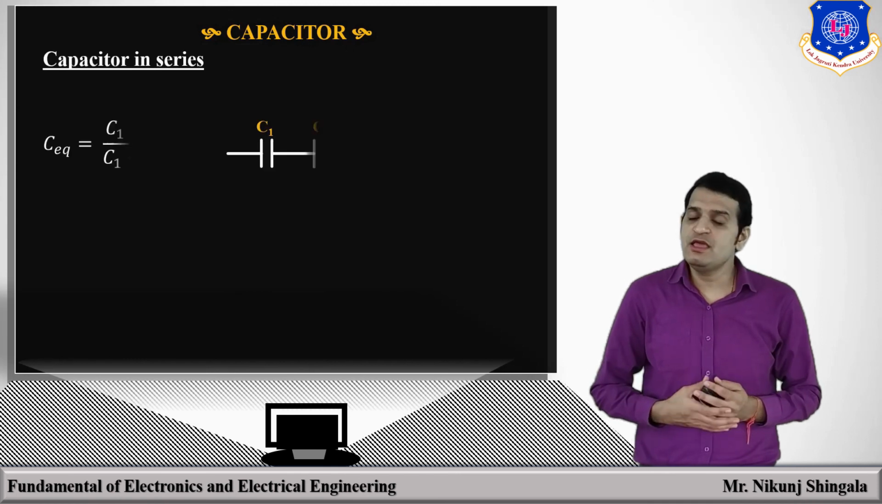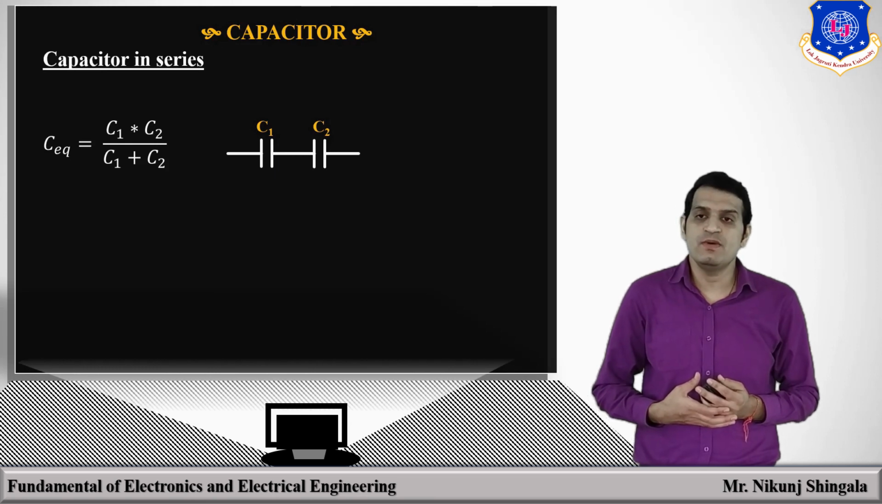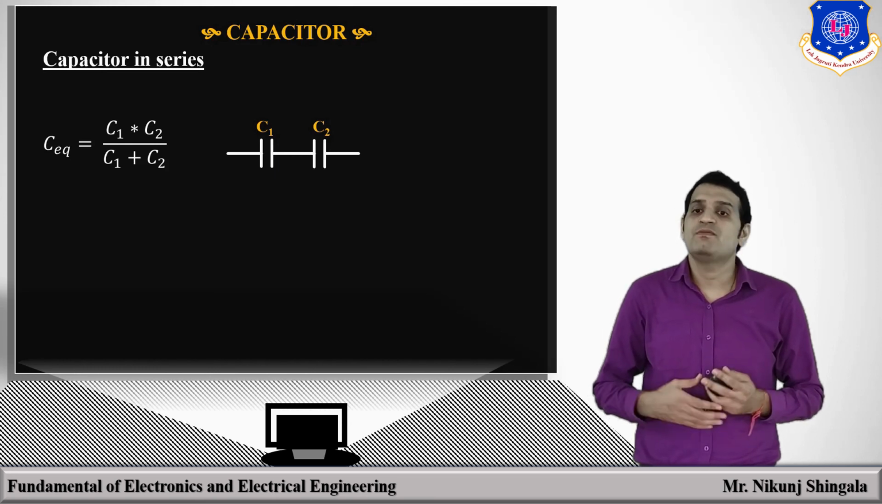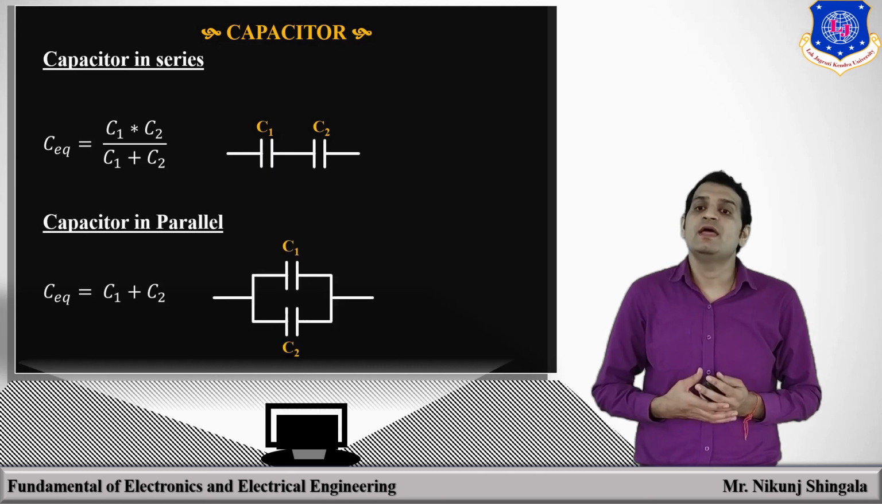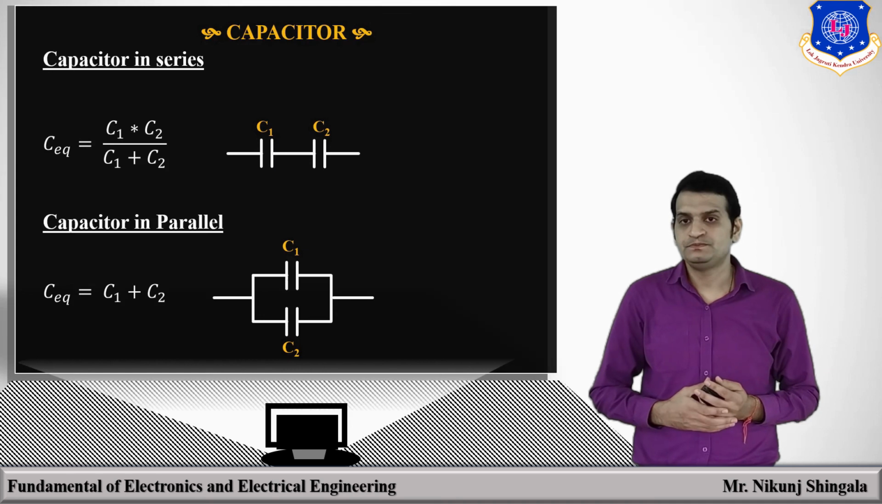Capacitors can be connected in series or parallel. If capacitors are connected in series, then C equivalent is equal to C1 C2 divided by C1 plus C2. If capacitors are connected in parallel, then C equivalent is equal to C1 plus C2.